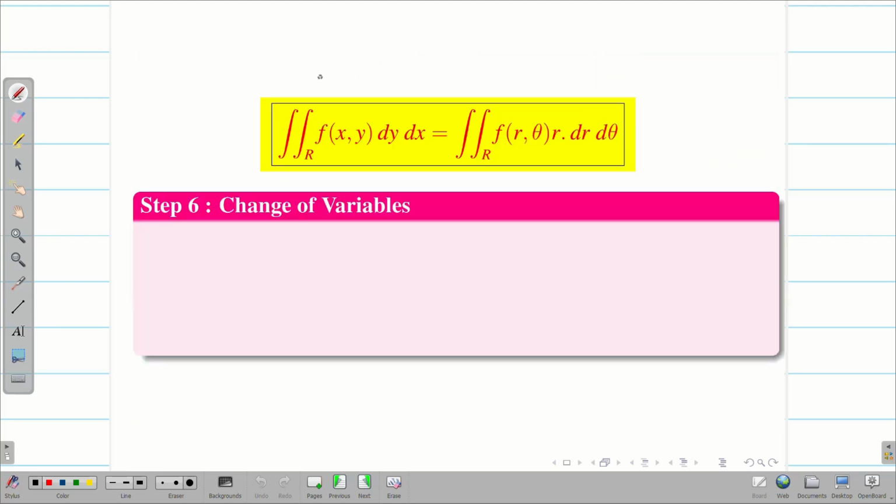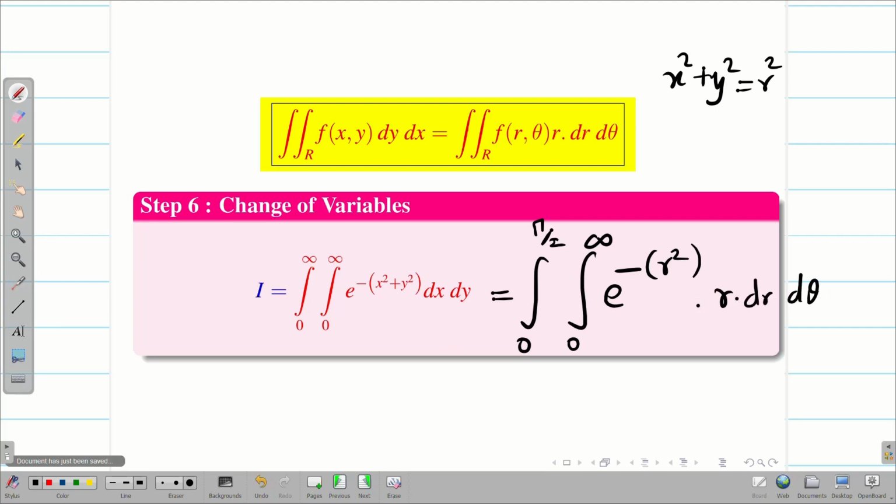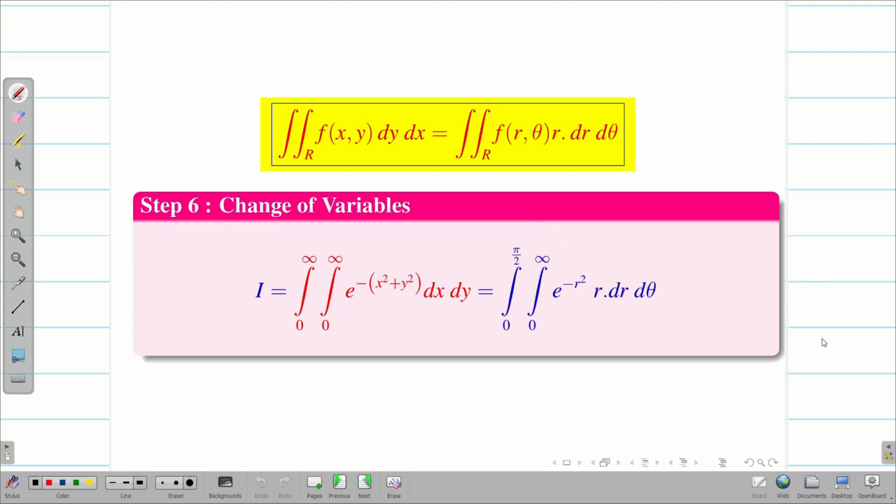Step 6, we have to convert the Cartesian coordinate into polar coordinate. Let us write the question. Now the outer limit is angle 0 to pi by 2 and the inner limit is going to be r, that is 0 to infinity, e power. We know x square plus y square is equal to r square from step 2. So e power minus r square. dx dy is r into dr into d theta. This is my conversion. So I change the variable into polar.